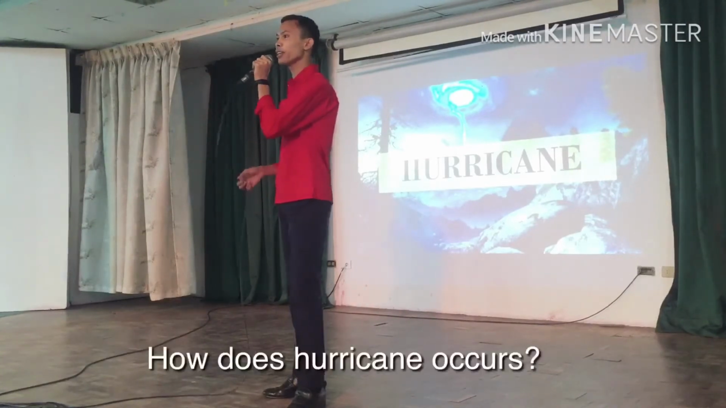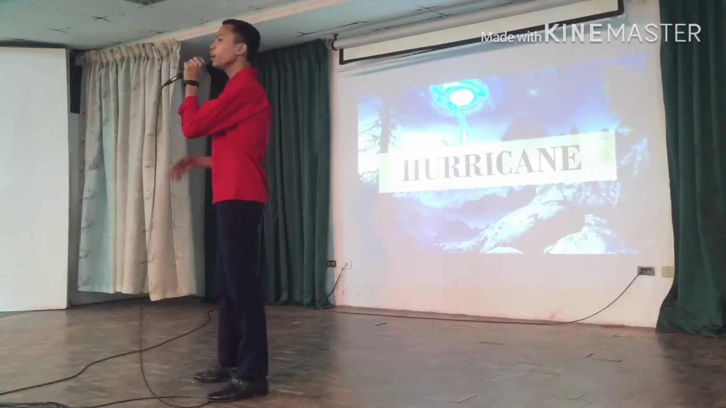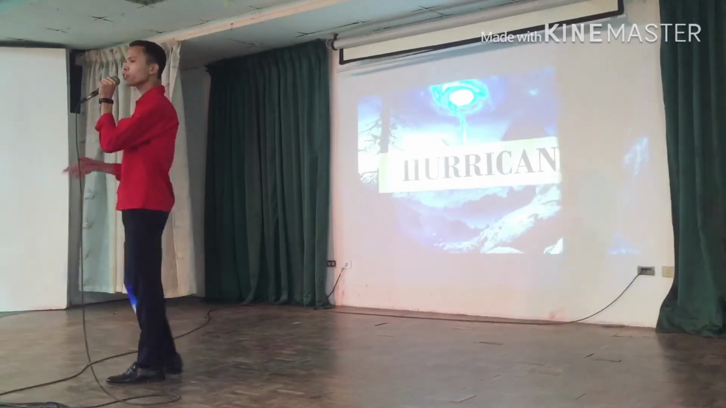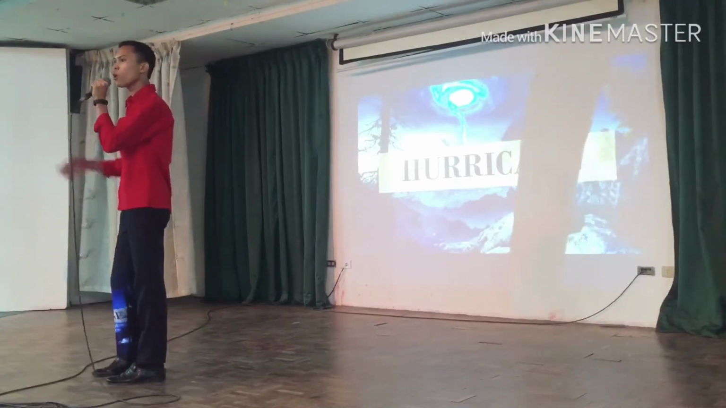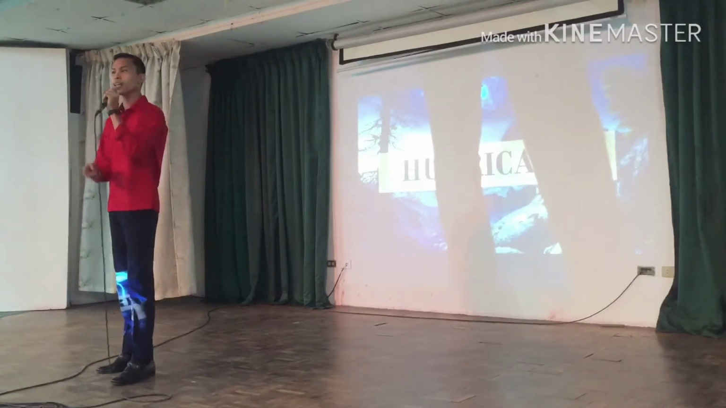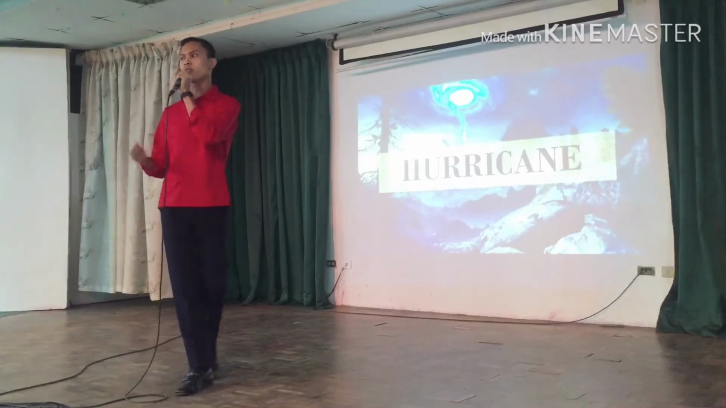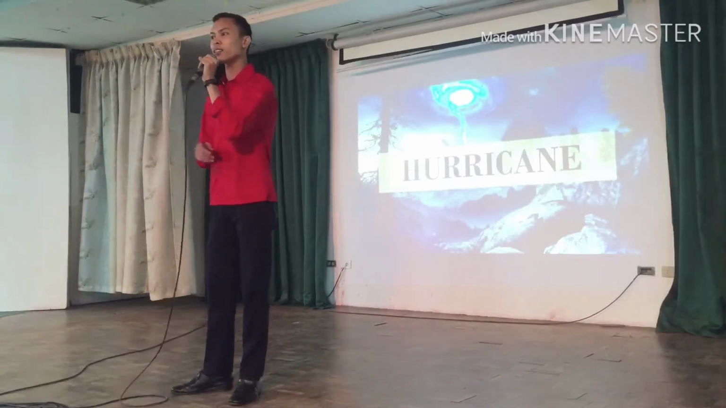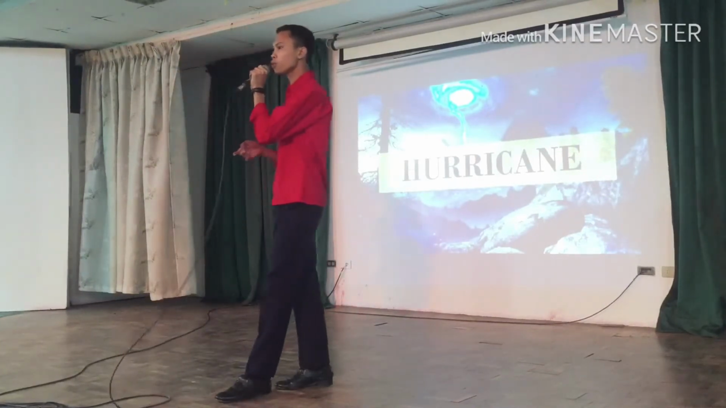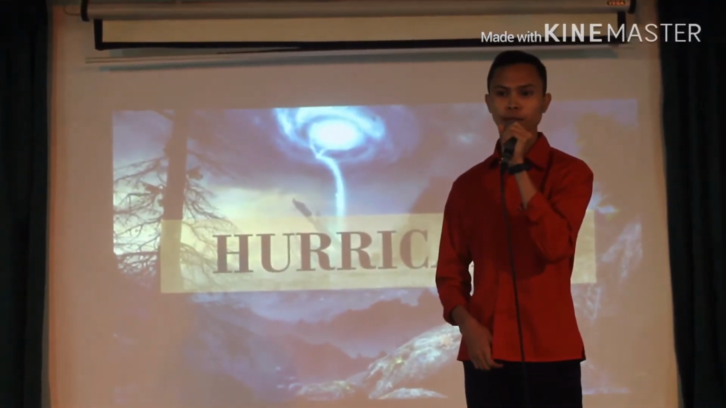So, how does a hurricane occur? Here's how it occurs. Hurricanes form over the warm ocean waters of the tropics. When warm moist air over the water rises, it is replaced by cooler air. The cooler air will then warm and start to rise. This cycle causes huge storm clouds to form. And that's how a hurricane is formed.